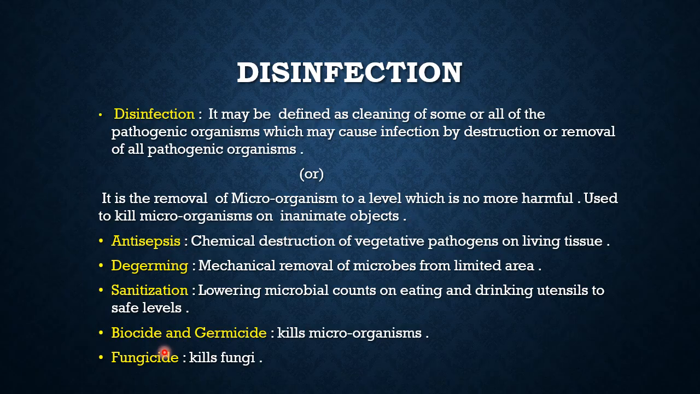So now let's study some of the important definitions or terms related to disinfection. The first one is antisepsis. As the name tells, anti means against, and sepsis means decay or infection. So putting it together, it is against infection. I can define this as chemical destruction of vegetative pathogens on living tissues. It is a method in which chemicals are used to kill the vegetative pathogens. Antiseptics mostly cannot kill the spores, so they only target the vegetative state of the bacteria.